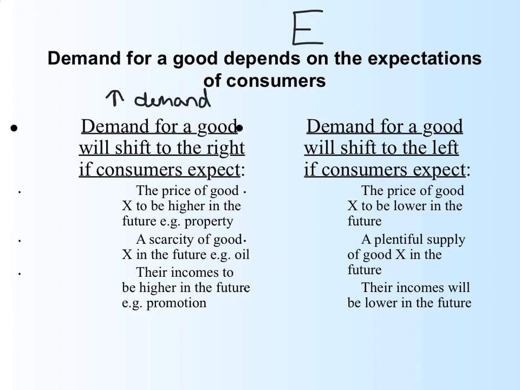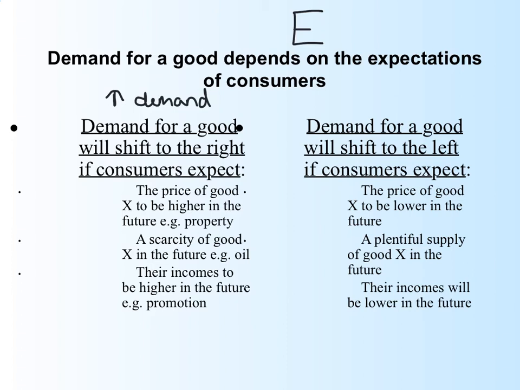If the price of the good X is to be higher in the future, so that means if people think that in the case of property or houses, it's going to be higher in the future, they'll try and buy more now. If the good is going to be scarce in the future, for example oil, or if they think that their incomes are going to be higher in the future, they may spend that money now.